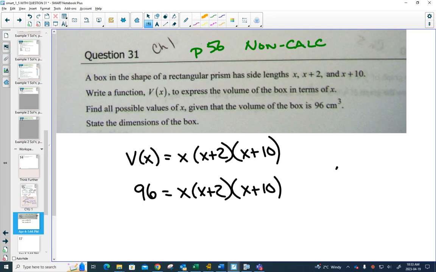It's not very hard to plug in numbers. Probably doesn't take too many guesses and checks to find out that x was 2, right? 2 times 4 is 8. 8 times 12, perfect, 96.